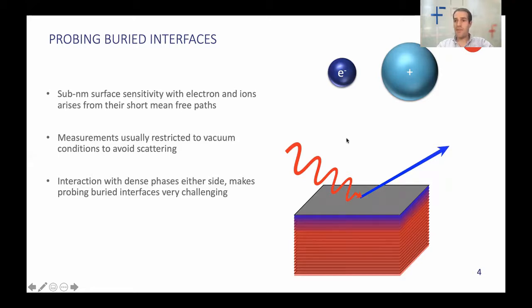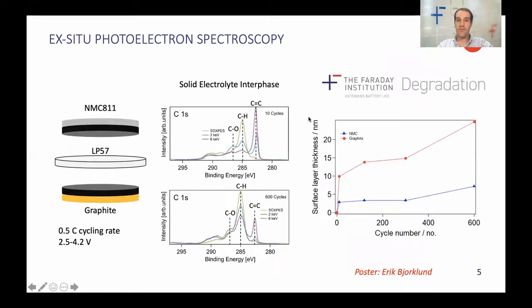But if we then think about trying to do this with a liquid or solid electrolyte on top, that's going to block most of the photoelectrons trying to escape, making it very challenging to probe that interface with surface sensitivity. So the general approach is to perform ex situ measurements, where we would take apart our cathode and anode, separate them in a glove box and transfer them inertly to a measurement instrument or beamline.